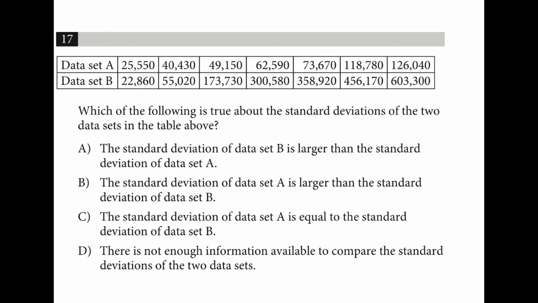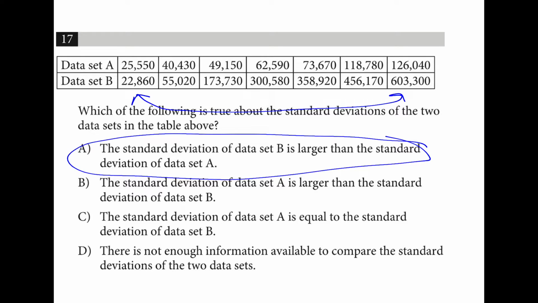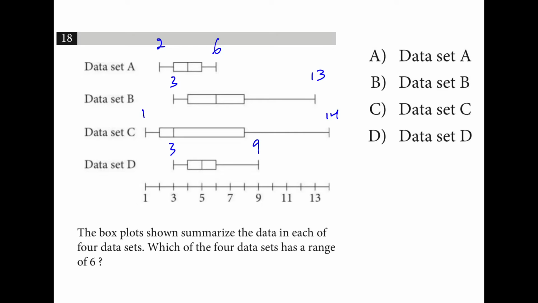Standard deviation is about the spread of the data, how close they are to each other. You'll notice in data set B, we have a huge range from the 20,000s to the 600,000s, and the max for data set A is much smaller, so they're closer together. So the standard deviation of set B is larger than the standard deviation of set A, because there's a greater spread. If we take the max minus the min for each of these data sets, data set D has a range of 6.